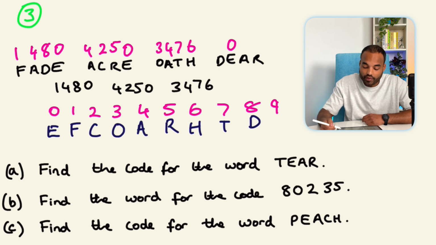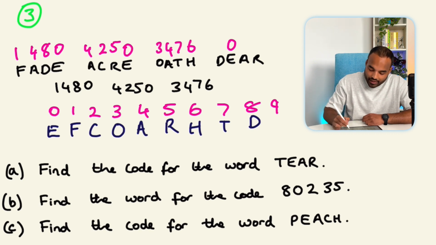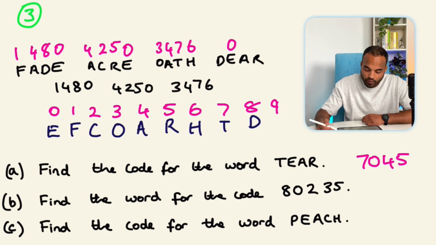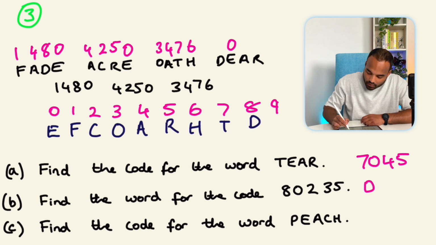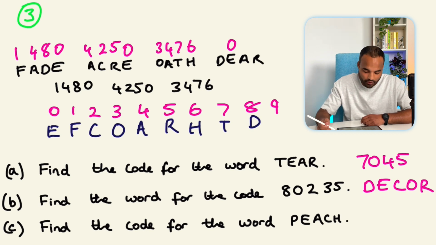So question A, find the code for the word tear. So T is 7, E is 0, A is 4, and R is 5. Question B, find the word for the code 80235. So 8 is D, 0 is E, 2 is C, 3 is O, and 5 is R. Decor is the word. And the last question, find the code for the word peach.